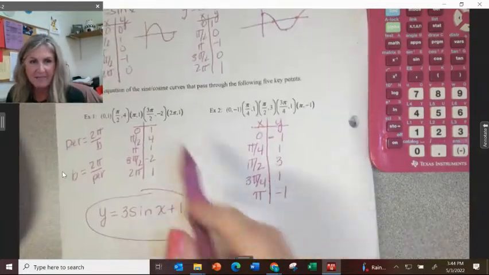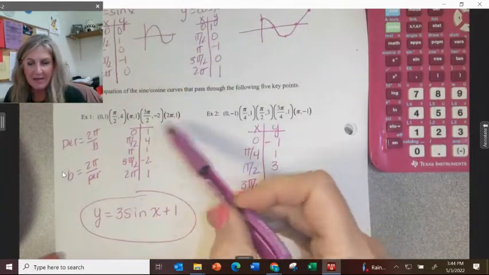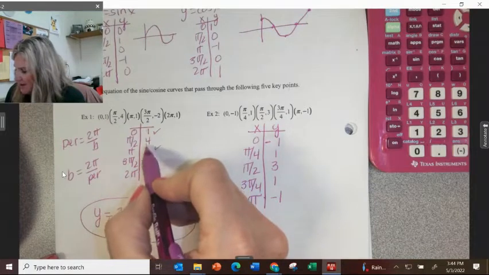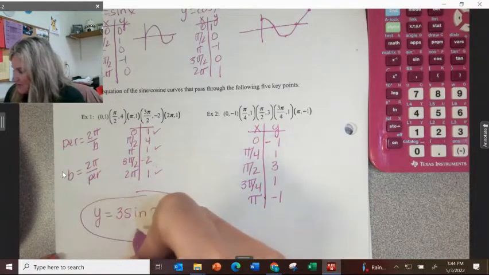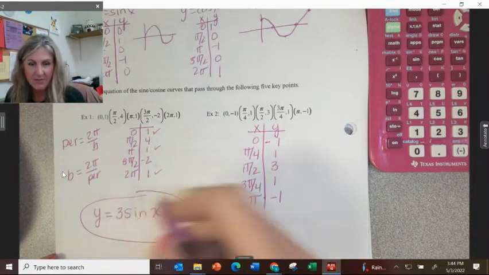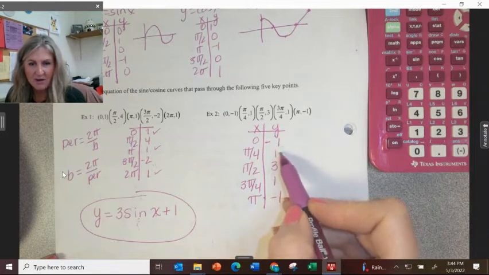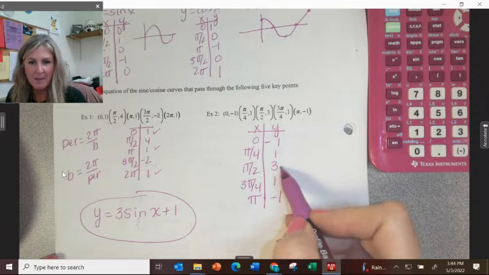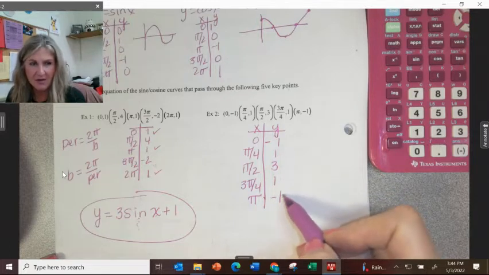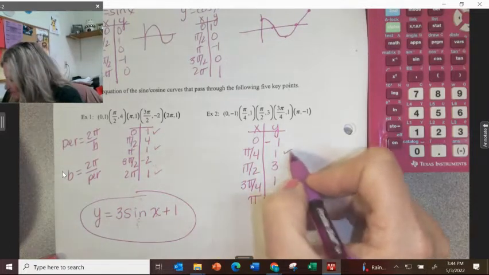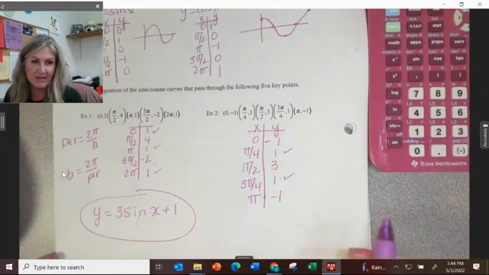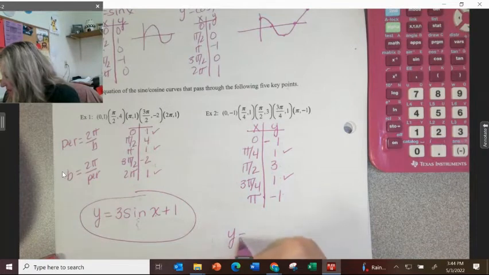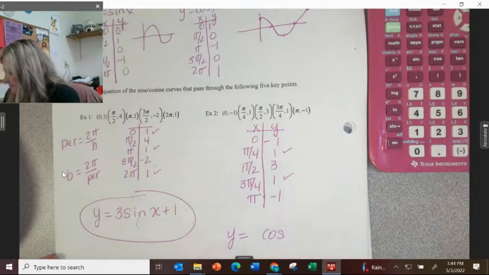Different again, right? So last time we had the first, third, and fifth, so we were on, up, on, down, on. That's what told me it was the sine curve. Well, here we're down, on, up, on, down. So these two are the same. That tells me that it's going to have to be a cosine curve. So right now I know it's going to be y equals cosine.